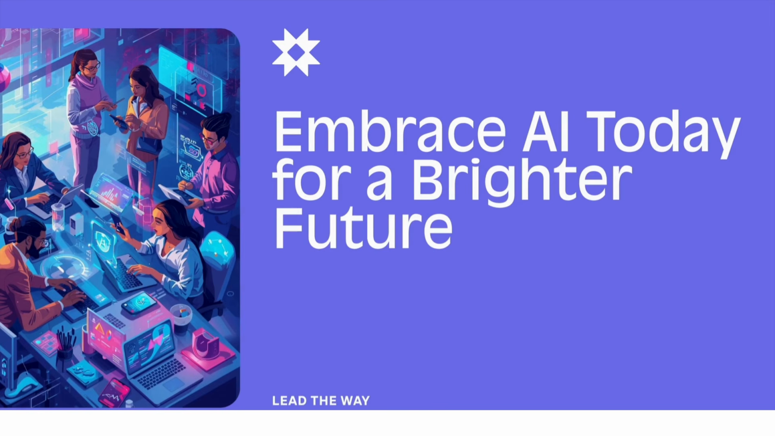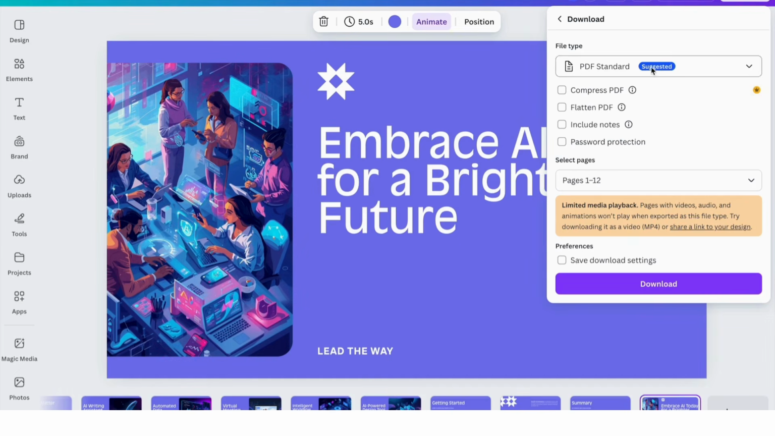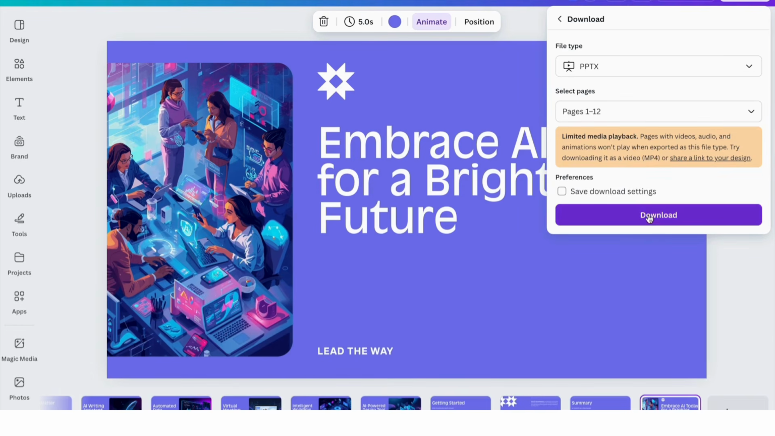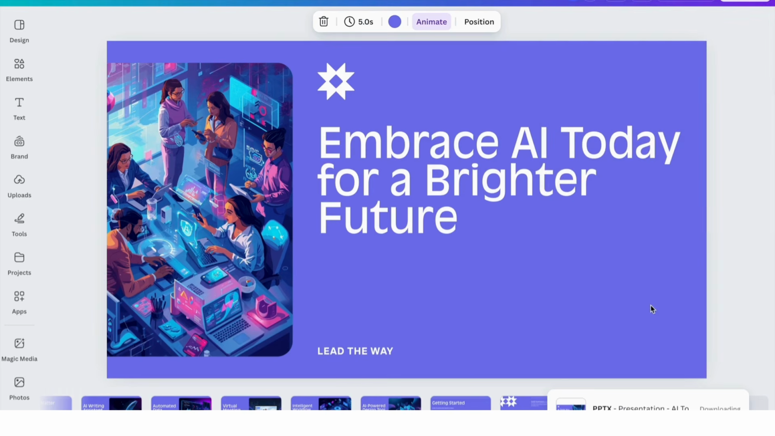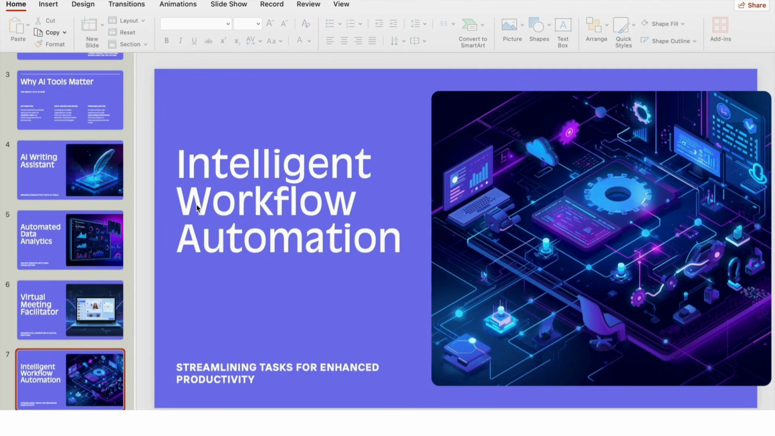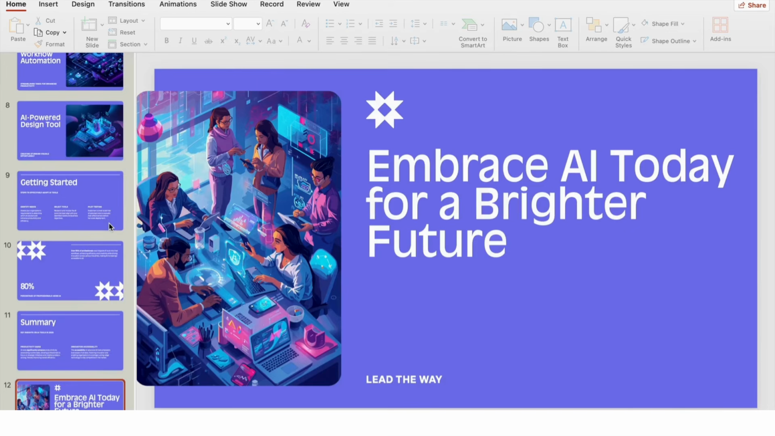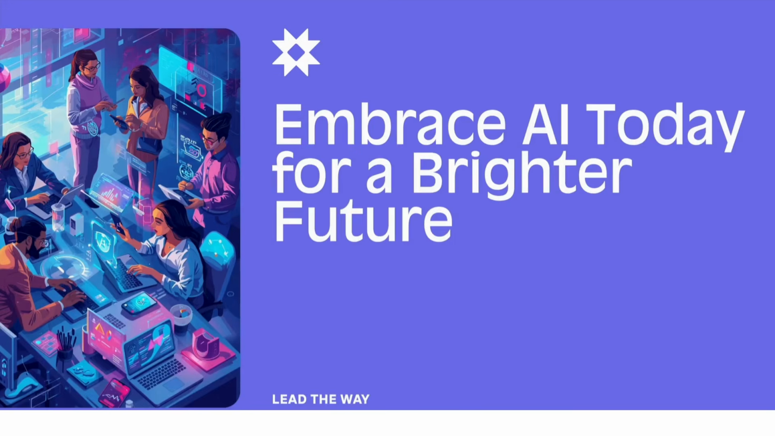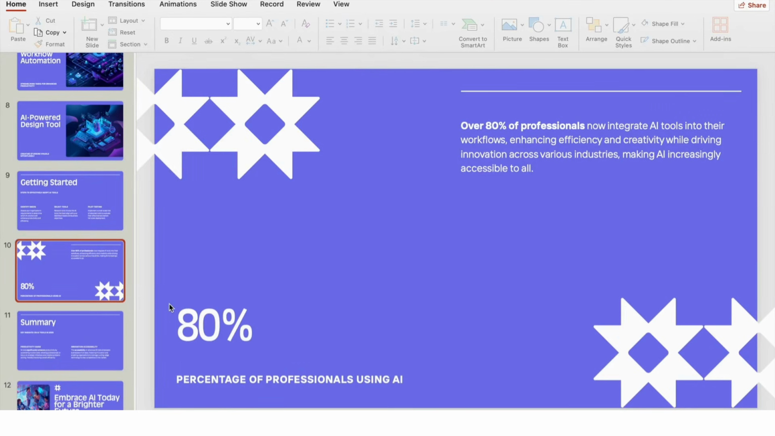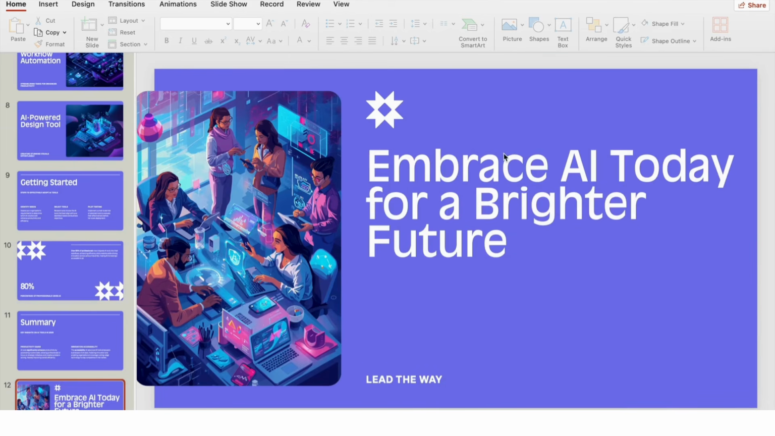Now these are the contents of the slides which have been generated. Embrace AI today for a brighter future. And you can just download it in the form of PDF, PPT, or JPG, whichever format you would like to. Just go over there and you can download it and use it in your presentations. See, it has given me the PowerPoint presentation file, and I just need to open it and present it wherever I need. So everything is there now, and this shows the power of Canva AI, which you can use to create PowerPoint presentations within no time.